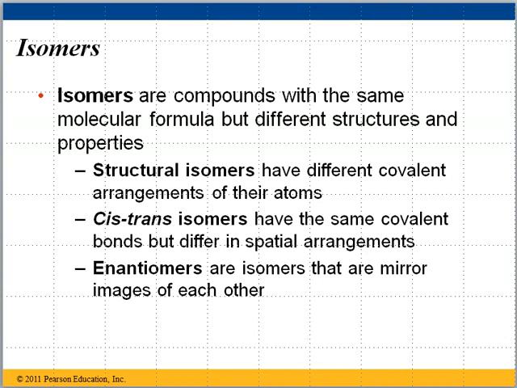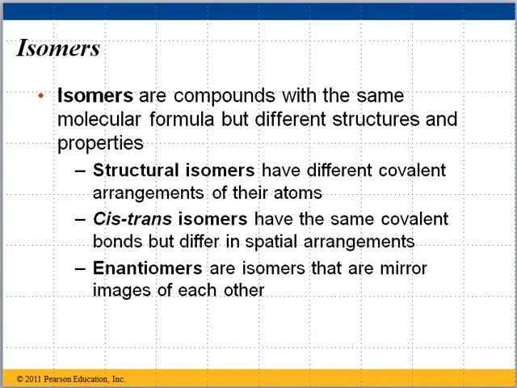The other type of isomer we're going to look at are called cis-trans isomers. And cis-trans isomers are unique because they have a different spatial arrangement. And again, that just means they are differently shaped in the way they're laid out and where the particular atoms are. So we're going to show a picture of that as well.